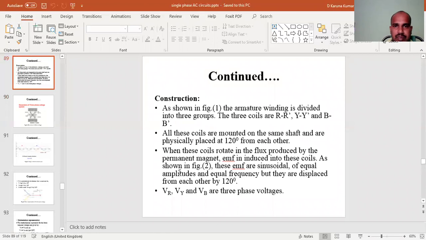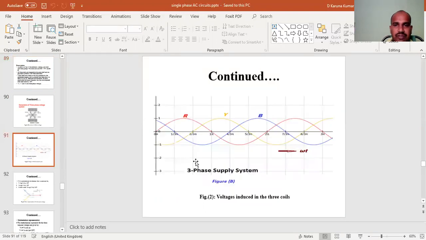When the coils are rotating, the flux is produced by the permanent magnet. The EMF is generated when the conductor cuts the magnetic flux, and the EMF is induced in these coils. The EMFs are sinusoidal, equal in amplitude and frequency, and displaced from each other. VR, VY and VB are the phase voltages. This is the R phase, this is the Y phase, this is the B phase. This is a three-phase supply system. The R phase starts at 0 position, the Y phase starts at 120 degrees, and the B phase starts at 240 degrees.